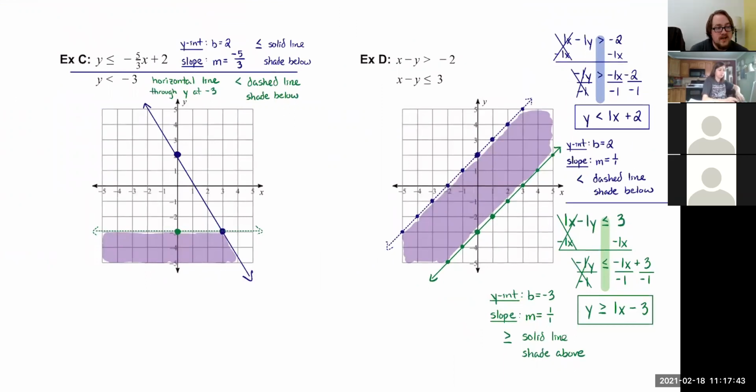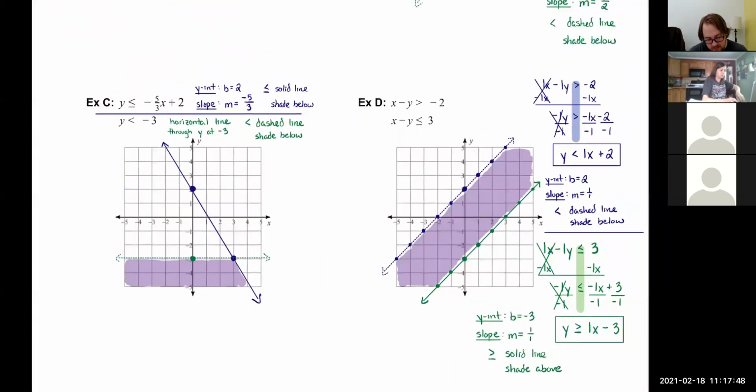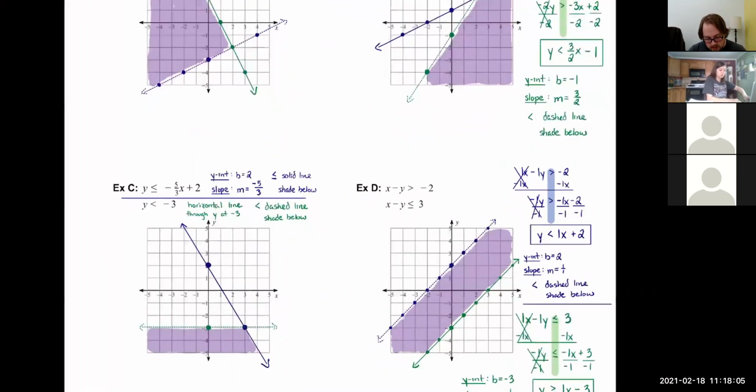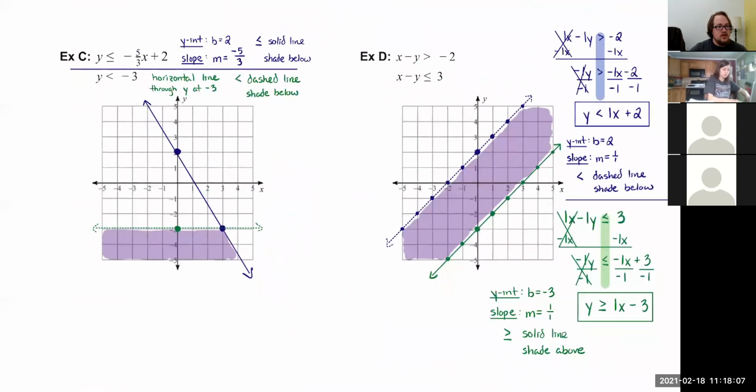So although the process feels very repetitive, these graphs, let me zoom out even more here, these graphs all could look pretty unique. Sometimes the region may be giant and take up most of your graph when you're all said and done. Sometimes it might be an itty bitty space. And it all just depends on where the signs take you, where you end up shading for both of your inequalities.